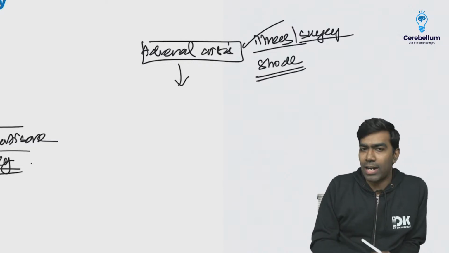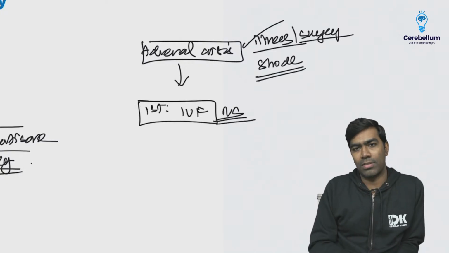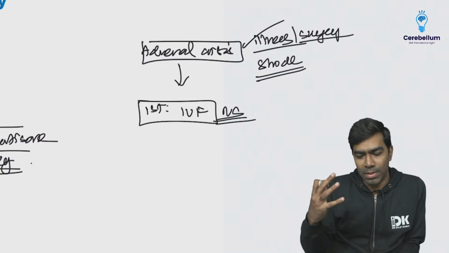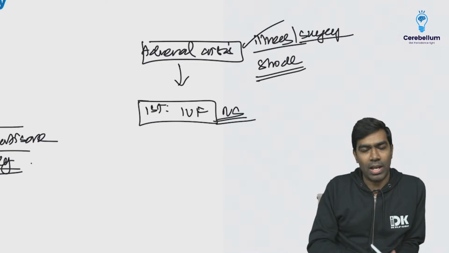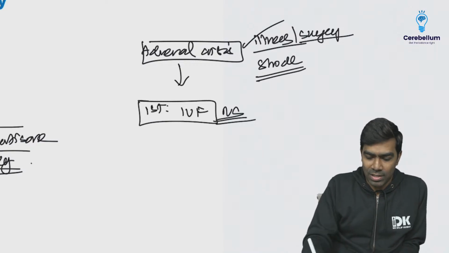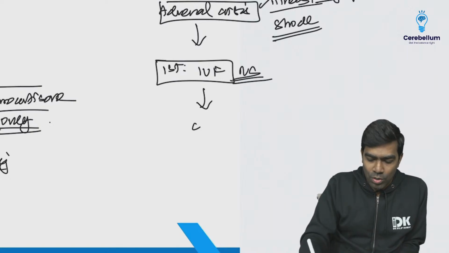So whenever you talk about adrenal crisis, the first treatment is always IV fluids, NS, because ABCs are very, very important. Your hemodynamics are very important. First IV fluids, normal saline. You have to correct the shock. Then after this, what do you need to do? You need to give corticosteroids.